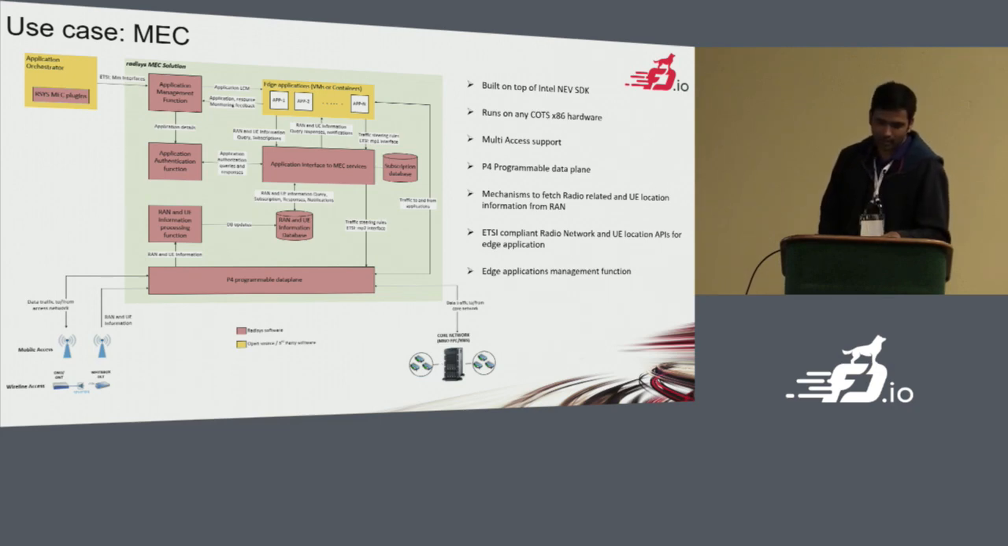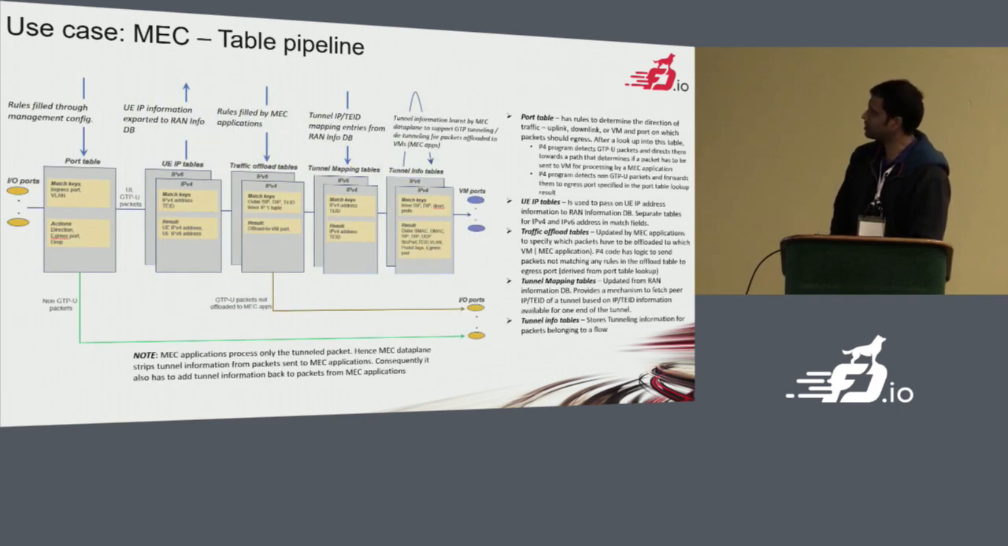The table pipeline here for the MEC use case is somewhat complicated. It can detunnel a packet, it can remember the tunnel information, and it can offload the packets towards the VMs. And when the VM traffic is returning, based on the five tuple in the packet, it is able to determine if the packet has to be sent towards the eNode B or towards the core network side. And based on the direction, it is able to correctly introduce the tunnel back again.